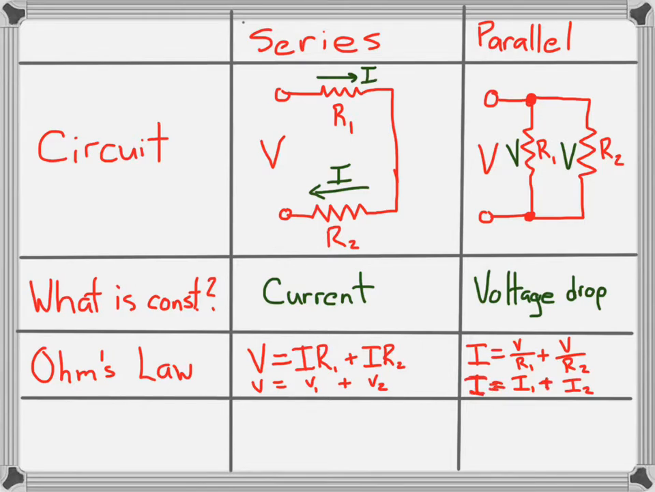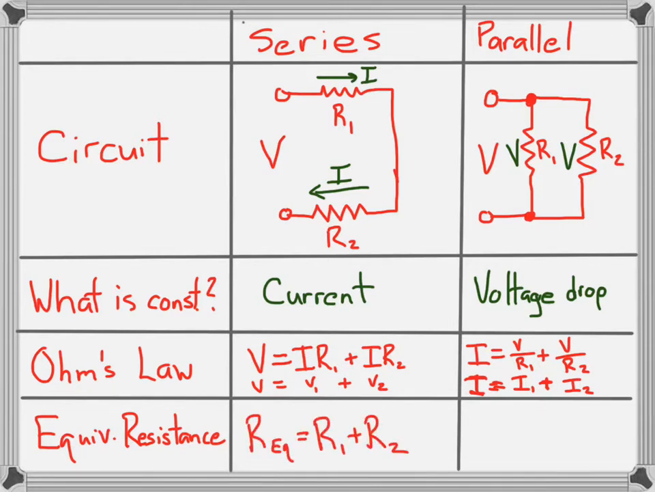Equivalent resistance. We said when we have a series circuit that the equivalent resistance is R1 plus R2. And when they are in parallel, we have this compound fraction: R equivalent equals 1 over 1 over R1 plus 1 over R2.